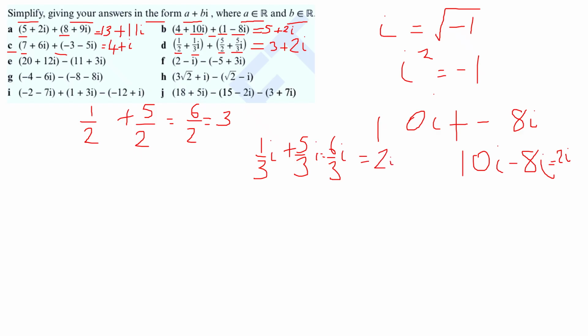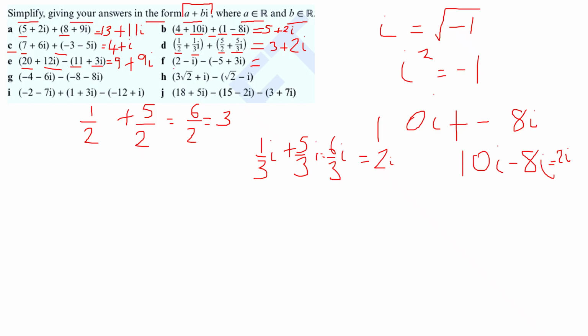Part E, 20 plus 12i minus 11 plus 3i. 20 minus 11 makes 9, and 12i minus 3i is plus 12 minus 3 makes plus 9i, so 9 plus 9i. Don't bother factorizing it, because it wants it in this format exactly. So bear that in mind. Don't worry about having to factorize that, so 9 lots of 1 plus i.